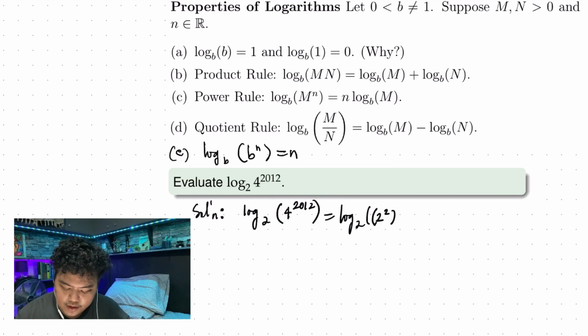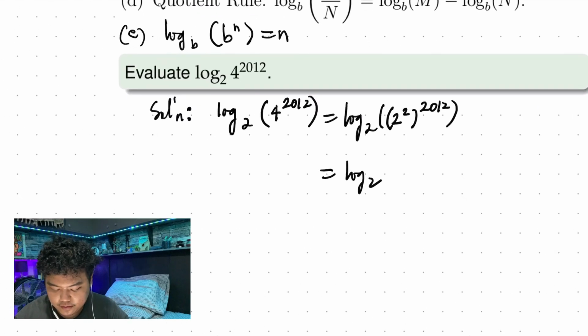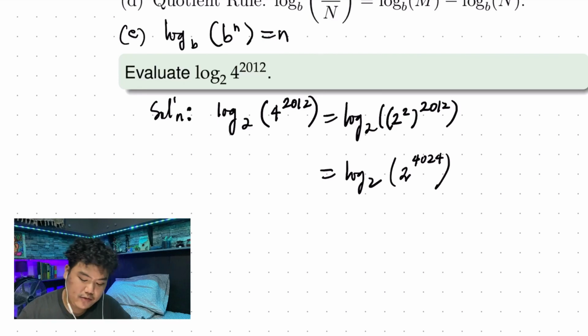Diba 4 is 2 raised to 2? And then, meron na tayong power to a power. So, magkakaroon ka ng 2 raised to 4024. At dito papasok si E. As you can see, b to the n, b to the n. So, ang sagot lang daw ay n. Ang n natin, 4024. So, the answer here is 4024.